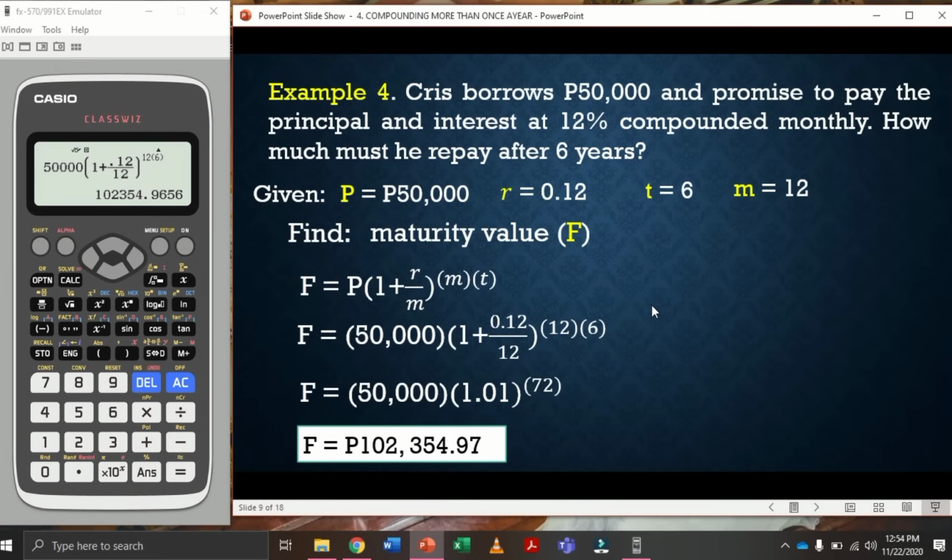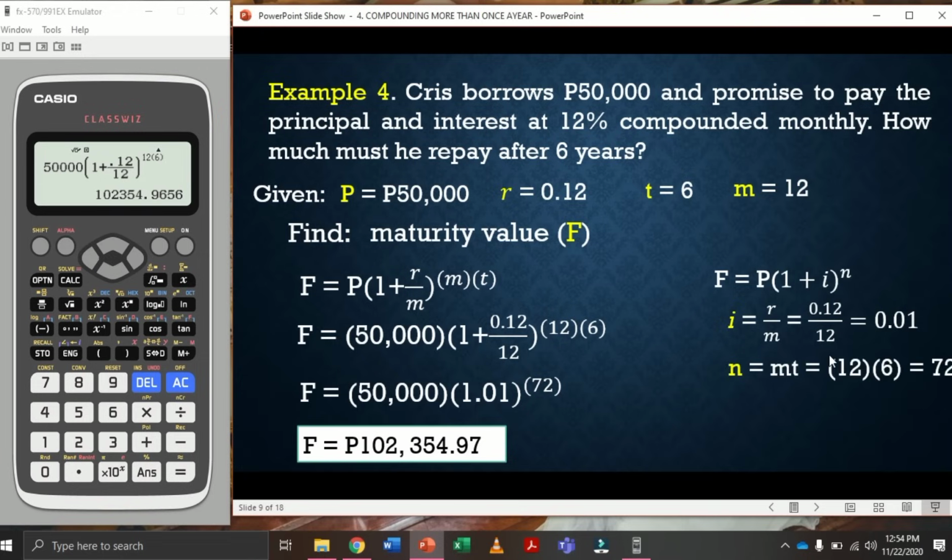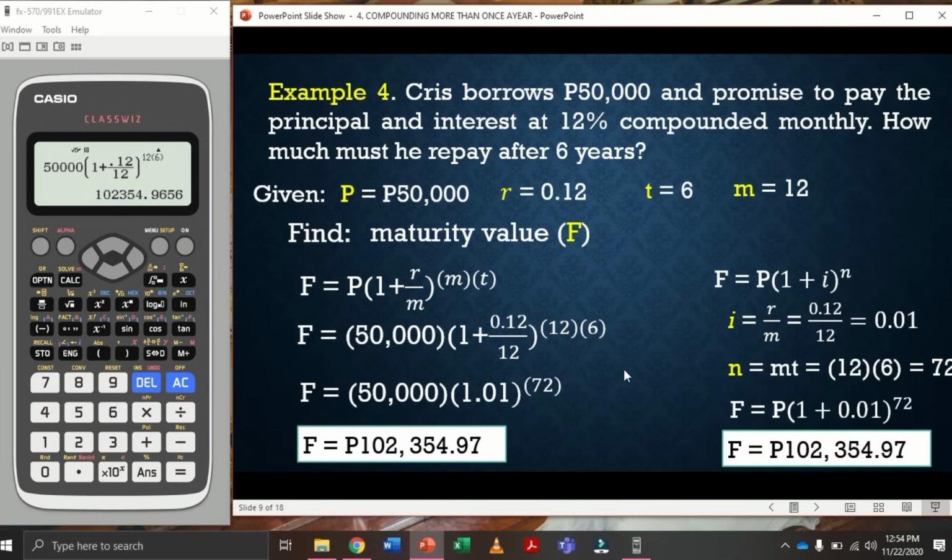So, gamit naman yung may I saka N, parehas lang din yan. Ang kinaibahan lang, kukompute muna natin yung I dito, 0.12 divide 12, that is 0.01, tapos yung N natin. And then substitute natin sa formula, yan pa rin ang makukuha natin. Bahala kayo kung alin sa dalawang formula ang mas madaling gawin. Since gagamit naman kayo ng scientific calculator, pwede na rin ito. Diretso na input yung mga value sa scientific calculator.